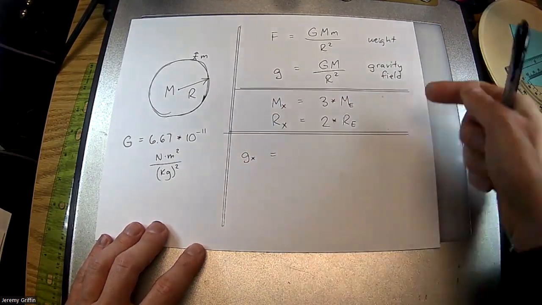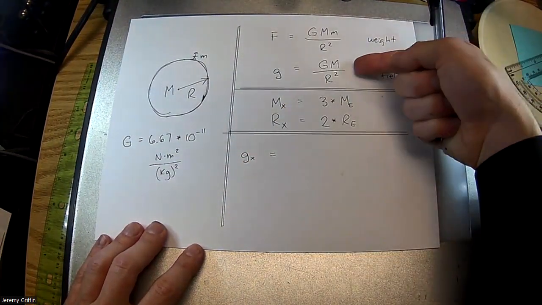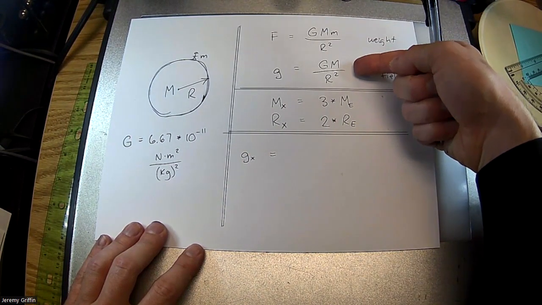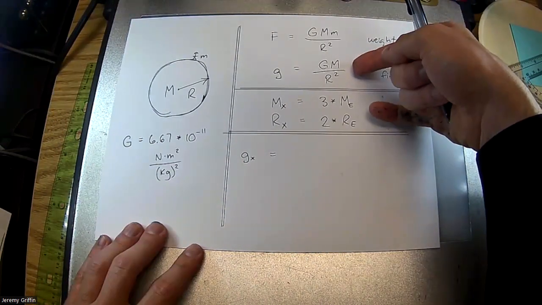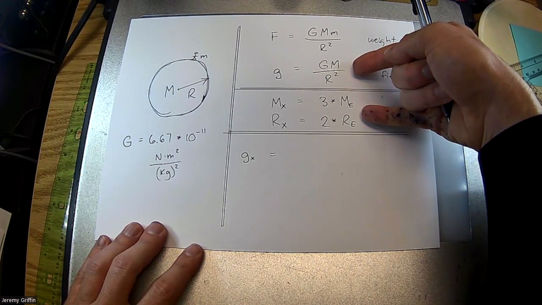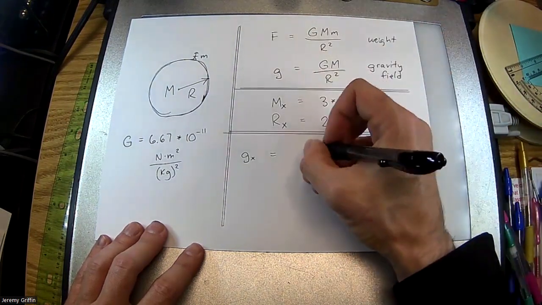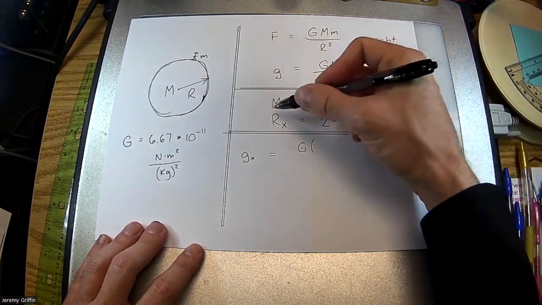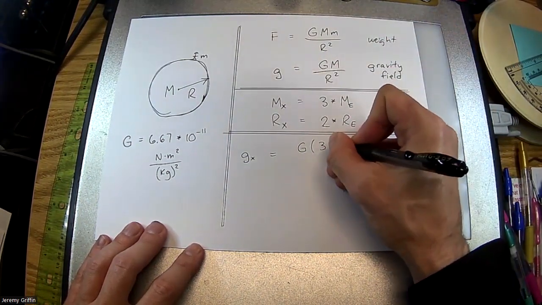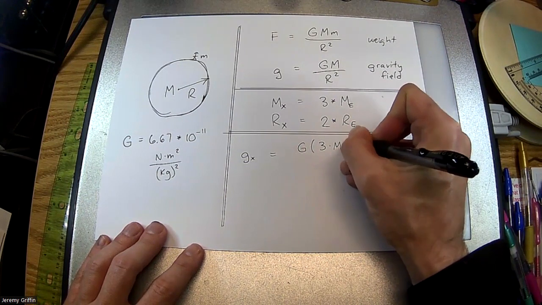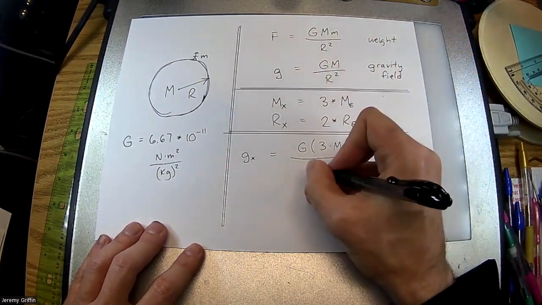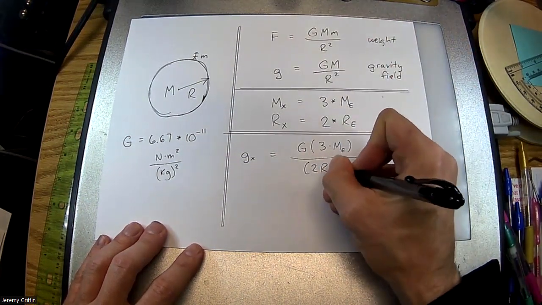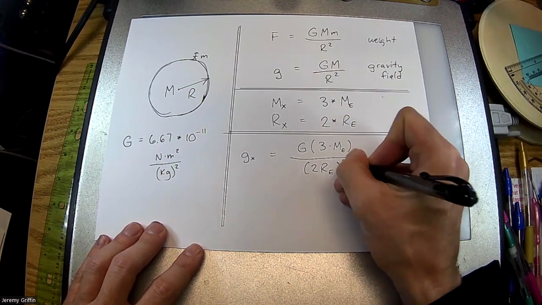Awesome. So the question is, what's the gravity field? I'm going to use this as a model and substitute in the planet X values in terms of Earth values. So, universal gravity constant. Well, I know the mass of planet X in terms of mass of Earth. That's 3 times Earth mass. And then I've got 2 times Earth's radius, and that's being squared.